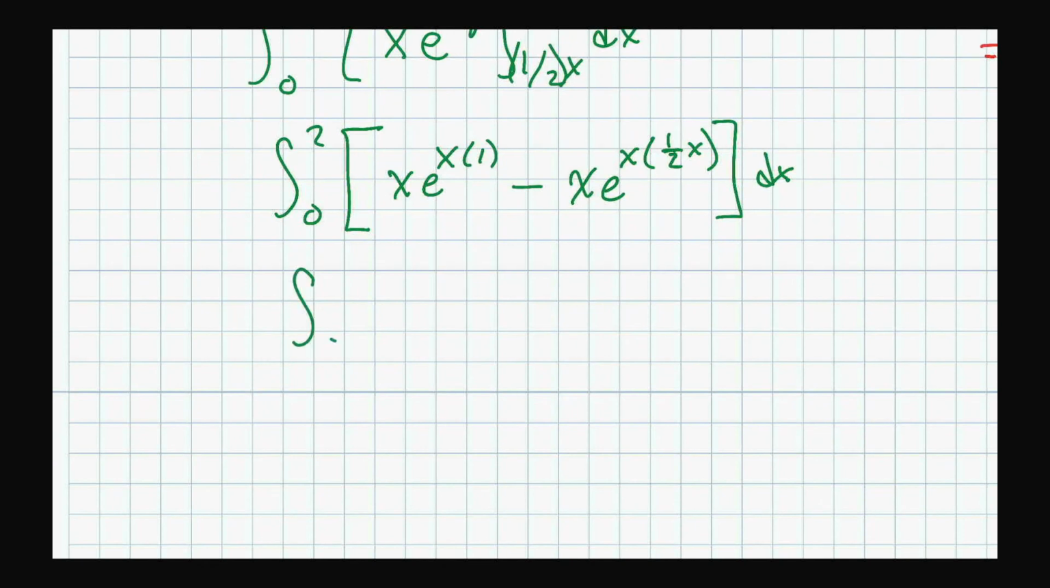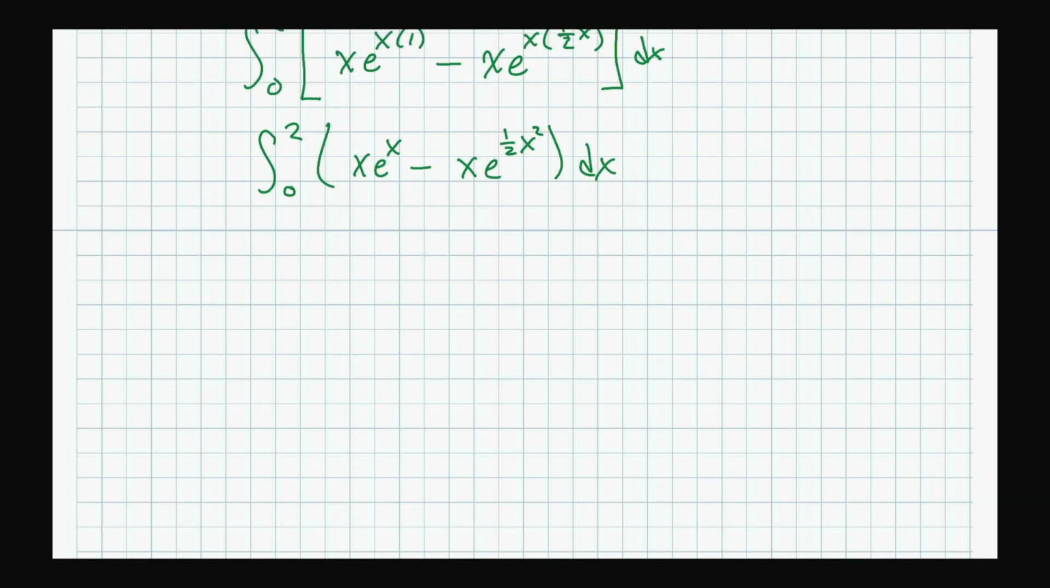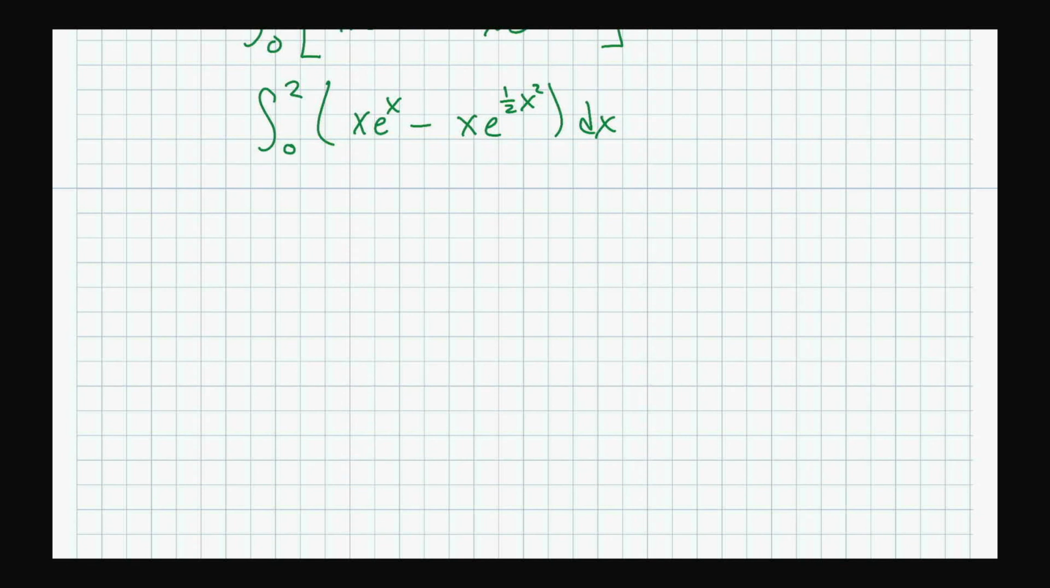Okay, so we end up with this integral, 0 to 2, x e to the x minus x e to the 1/2 x squared dx. Okay, so now this is just an integral. Now this is where you get sad, probably or maybe for the first time this lecture. But here's where you get sad, because you got to remember how to integrate. So you're going to split this up into two integrals. This one's going to take integration by parts, and this one's going to take integration by substitution. So you just got to remember your calculus 2 class in order to do these.